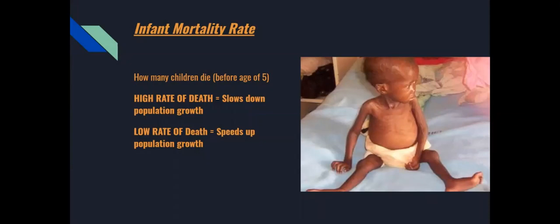On the same note, infant mortality rate is when children die before the age of 5. And again, with a lack of resources and medical care, countries that are developing will have a higher rate of death, which might slow down their population growth. Whereas a country that is more developed and has a low rate of death, their population growth is going to be increased.